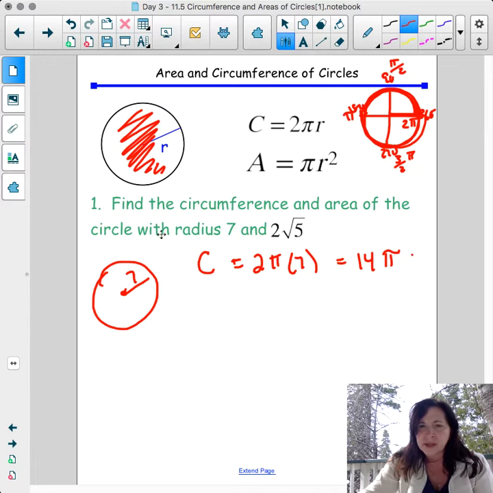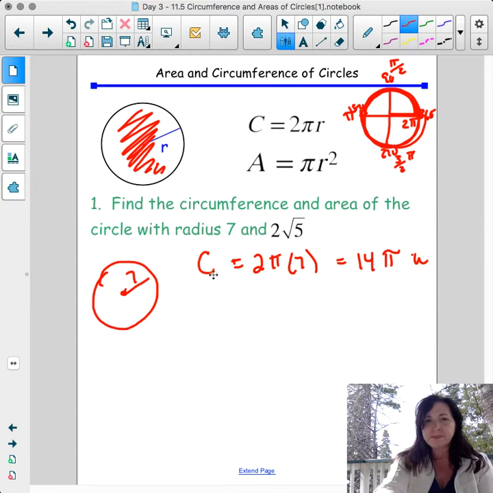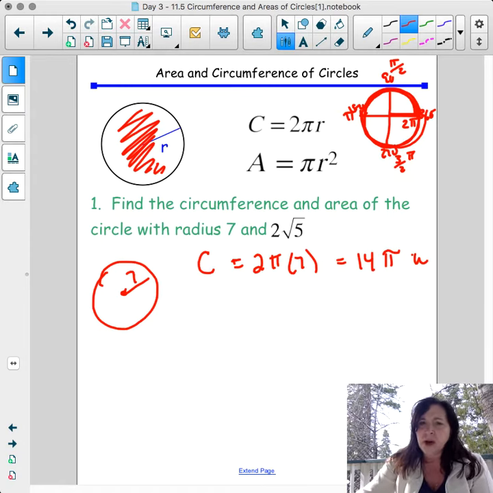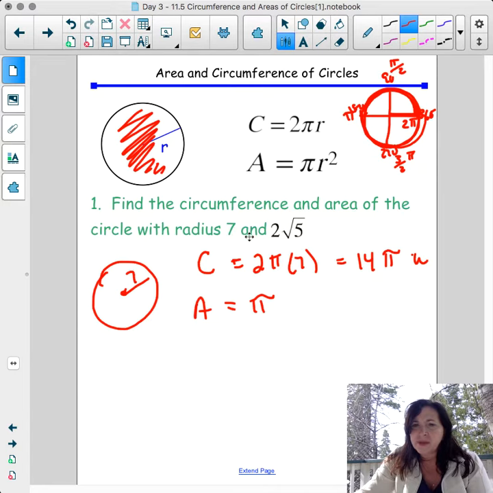If this is a circle with a radius of 7, it didn't say, so I'm just going to call this units, okay? And for the other one, we're going to have to find the area. To find the area of this shape, we're going to go pi r squared. So pi r, which is 7. Circle with radius of 7. Find the circumference and area.